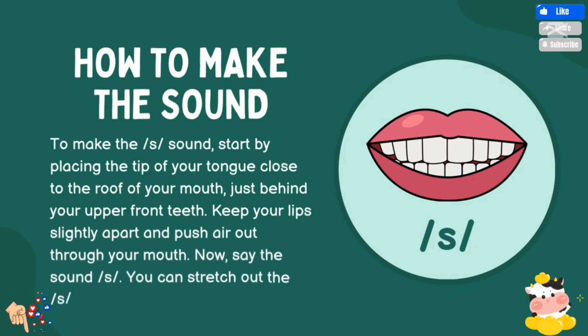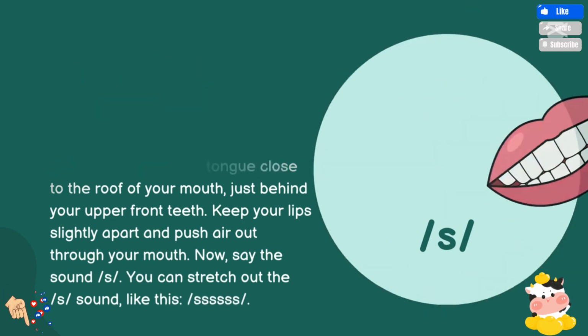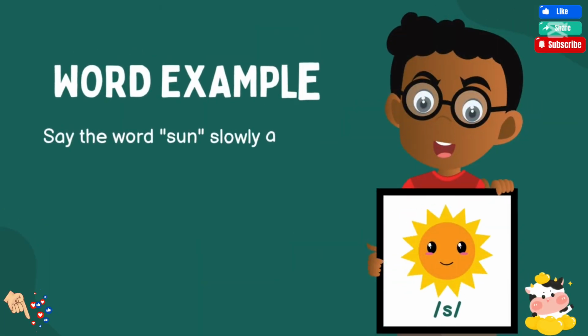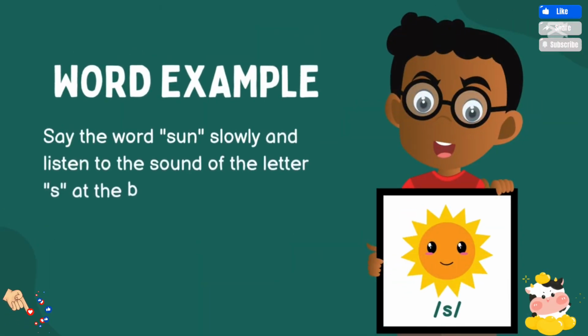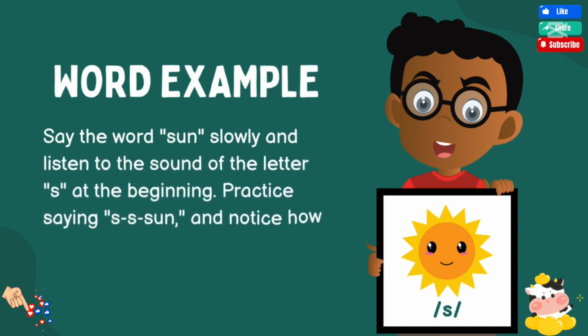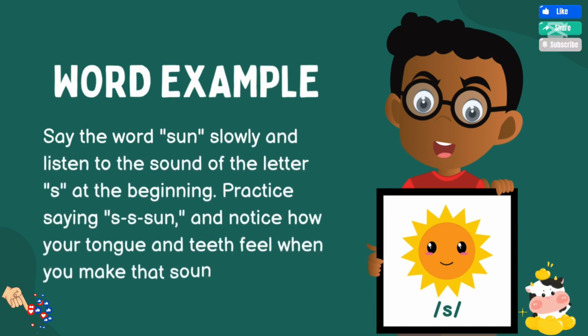Now, say the sound. You can stretch out the sound like this. Word example. Say the word sun slowly and listen to the sound of the letter S at the beginning. Practice saying S, sun, and notice how your tongue and teeth feel when you make that sound.